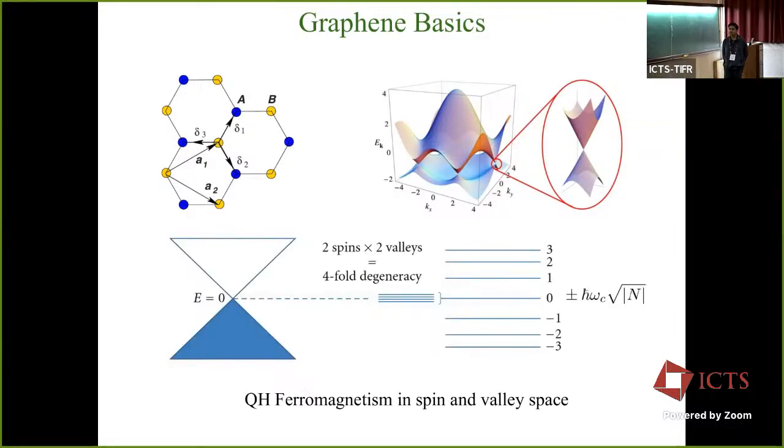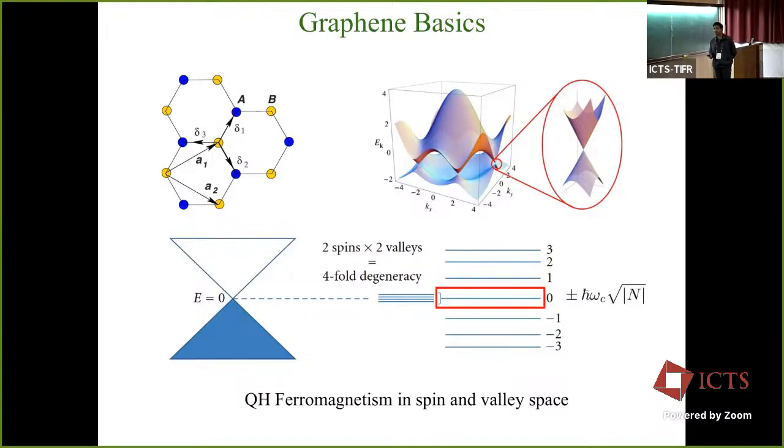Once you add a magnetic field, the linear dispersion gives way to Landau levels. The dispersion goes like square root of n. And in particular, there is a very special set of levels at zero energy. Each of these is fourfold degenerate due to the two spins and two valleys. And so if you put the chemical potential in one of these levels such that some of them are occupied, the ground state will be decided by interactions. So one expects some rich quantum Hall ferromagnetism in both the spin and valley space.